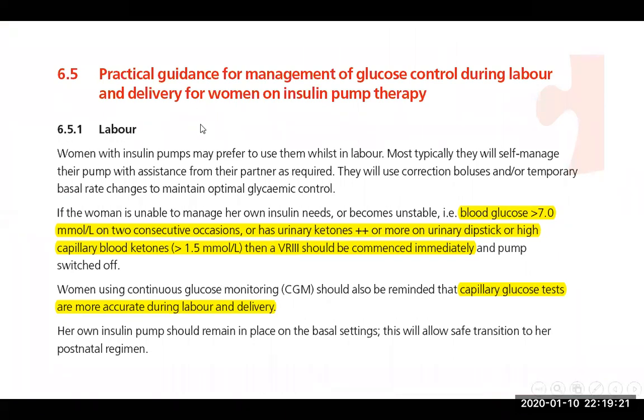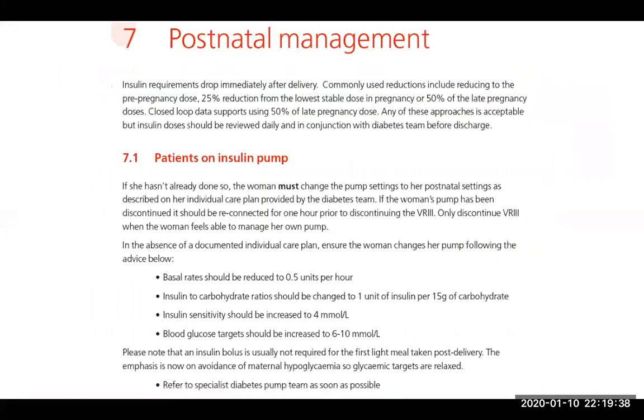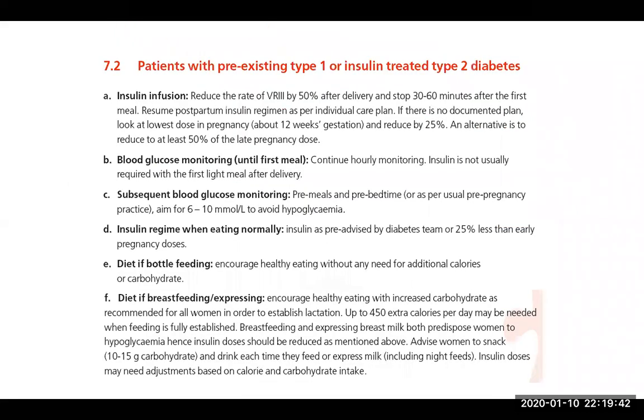And this is just practical guidance for management of glucose control during labor and delivery for women with an insulin pump. Actually, in the exam, insulin pump is not routinely in the final exam. A question about insulin pump may be asked, but not during the delivery. And as we mentioned, the postnatal management is very important.